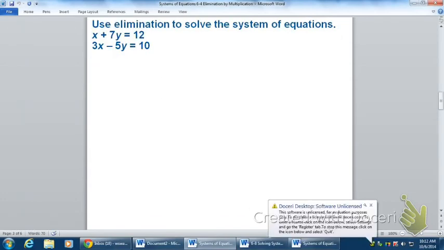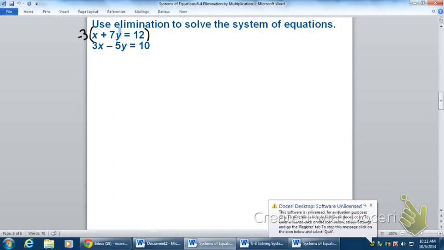I'm going to multiply my top equation by -3 because I'm going to get those x's to cancel. Make sure you multiply that whole equation by -3. Oh, it has to be by -3? No, it doesn't have to be. You can multiply it by 3, but then you would have to subtract the equations. You can do it that way too. That's fine.